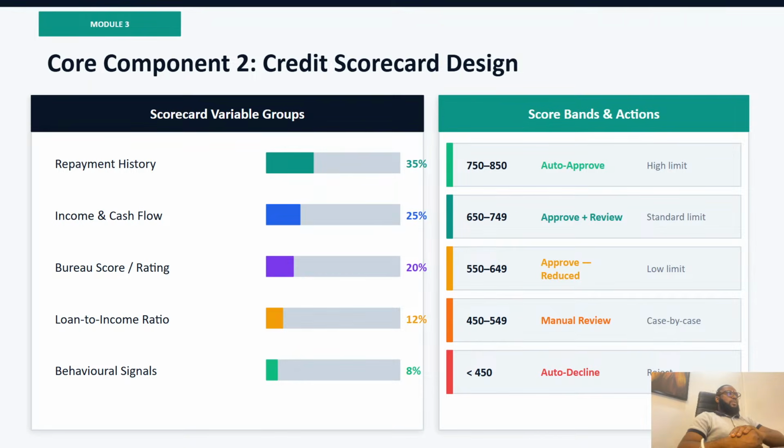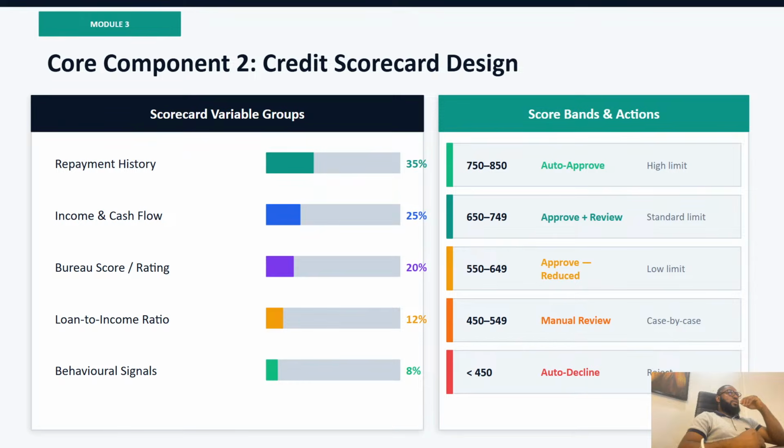Before you give an applicant funds, before you disburse to an applicant, you should be able to know how well the customer has performed with other loans that they have accessed. So the repayment history is actually very important, and it is required that they are scored.